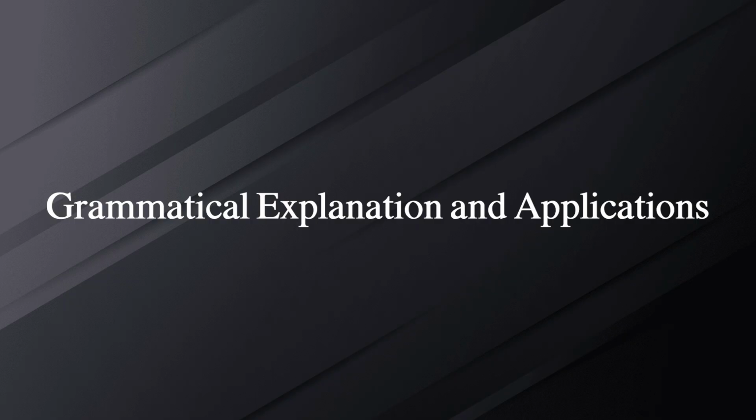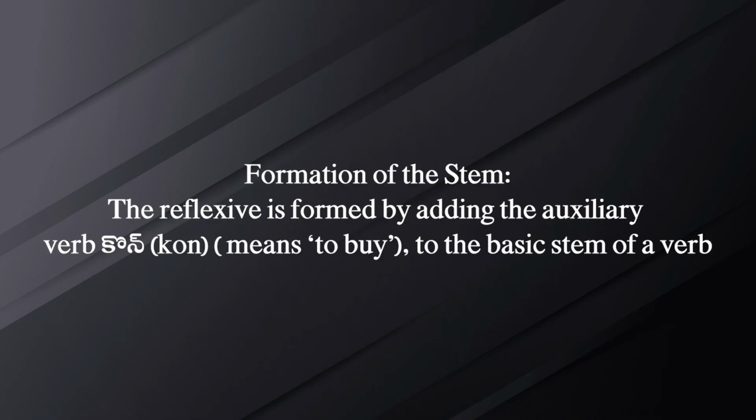Grammatical explanation and applications. Formation of the stem. The reflexive is formed by adding the auxiliary verb konu, which means to buy, to the basic stem of a verb. This addition transforms a simple verb into a compound stem.